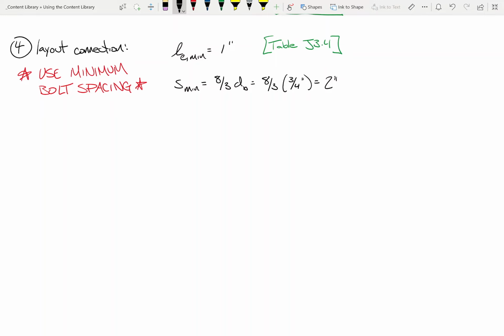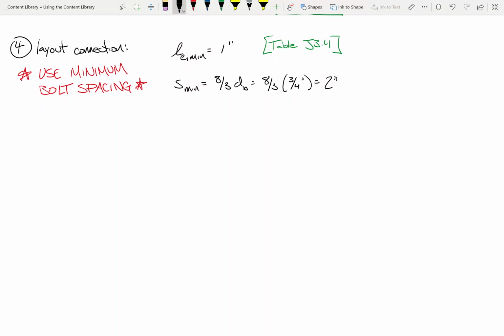Now, before we move on, I want to ask a question, and there's a reason I'm asking this. I know it seems redundant, but just bear with me. Why do we have bolt spacing and edge distance requirements? Like, why are they there? In general, I'm serious. I want a simple answer.